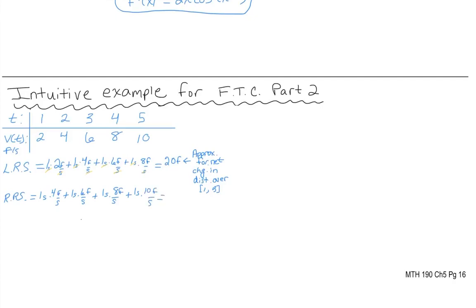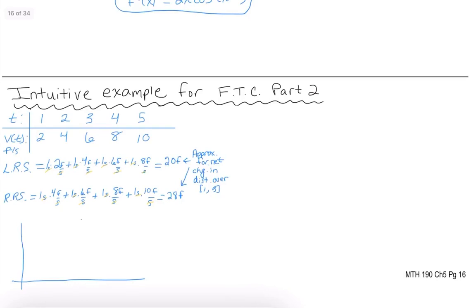And so once again, when we think about these units, each of these is an estimate for the distance traveled in each of those 1 second intervals. That's what each of these terms represents. And so in this case, it looks like I end up with 28 feet as my approximation. Again, both of these are approximations for the net change in distance over this interval from 1 to 5. And in fact, let's think about the graph of this one.